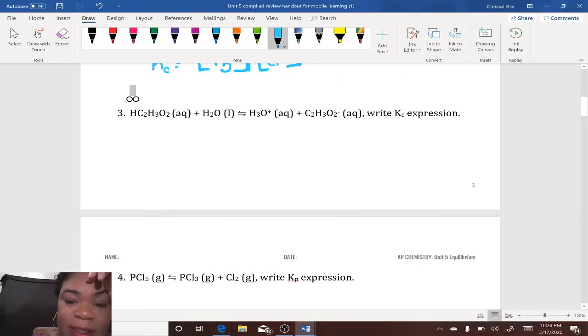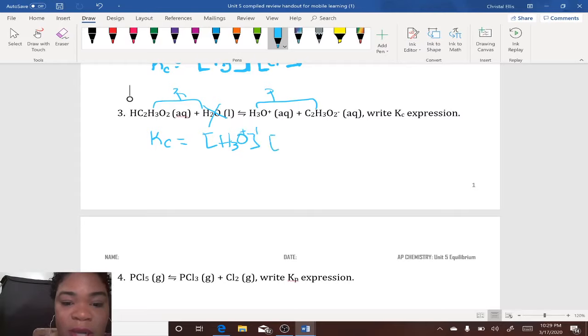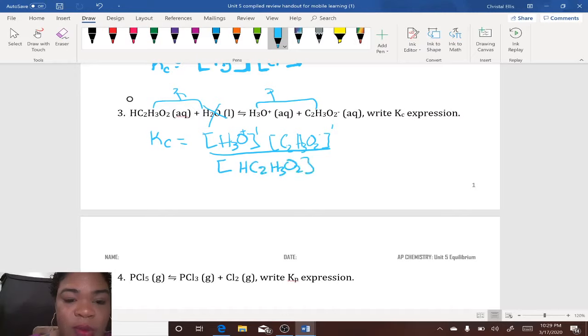So again, for this Kc, we're talking about moles or molar concentration. And I look at my states of matter and I notice that there is only one liquid, so I'll cross that out. And so my Kc is equal to products over reactants. Kc is therefore equal to the concentration of H3O plus raised to the first power and the concentration of C2H3O2 minus raised to the first power, over the concentration of HC2H3O2 raised to the first power.